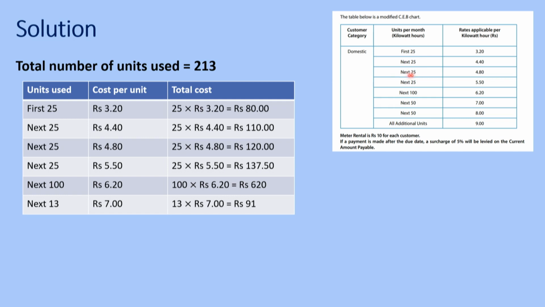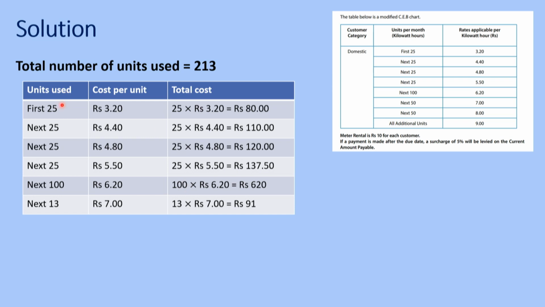For the next 25, it's going to be 4 rupees 80. So I'm going to have 25 times 4 rupees 80, which is equal to 120 rupees. The next 25, as you can see in the chart, it is 5 rupees 50. So here I will have 25 times 5 rupees 50, which is equal to 137 rupees and 50 cents. Now for the next 100, it is 6 rupees 20, so I will have 100 times 6 rupees 20, which is equal to 620 rupees.